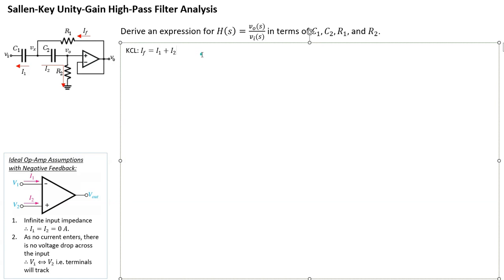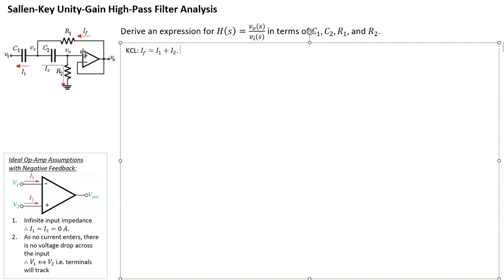Next, let's have a look. What else can we do? We can look at the equation for IF itself. Eventually we need to do this, so we might as well figure out an equation for IF, an equation for I1, and finally an equation for I2.